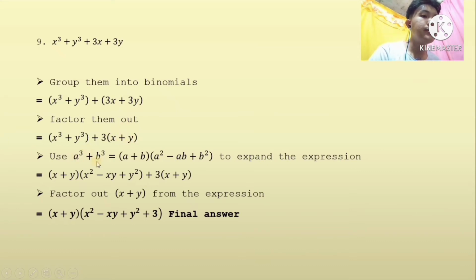So use a cubed plus b cubed equals a plus b times a squared minus ab plus b squared to expand the expression. So our expression will be equal to x plus y times x squared minus xy plus y squared plus 3 times x plus y. So factor out x plus y from the expression. So our expression will be x plus y times x squared minus xy plus y squared plus 3. So this is our final answer.